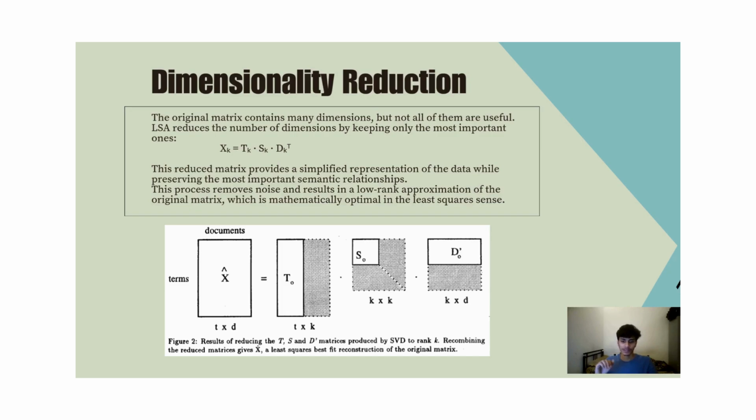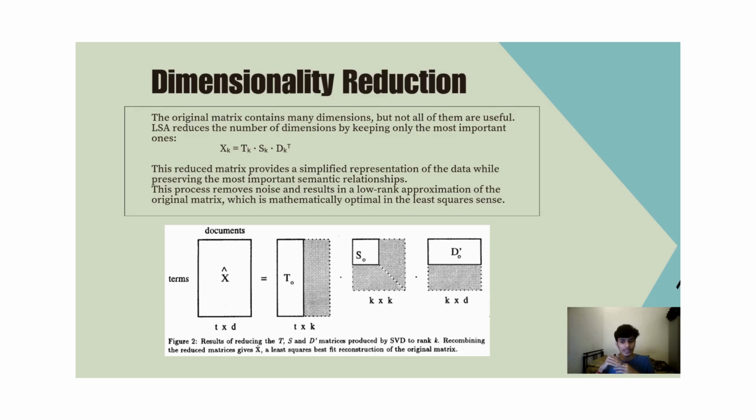One key advantage of this step is that it helps in generalization. Instead of memorizing exact word occurrences, the model focuses on broader patterns and relationships. For example, even if two words never appear together, they may still be close in the reduced space because they share similar contexts.